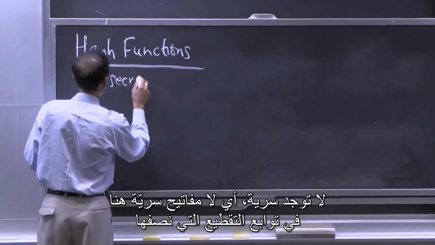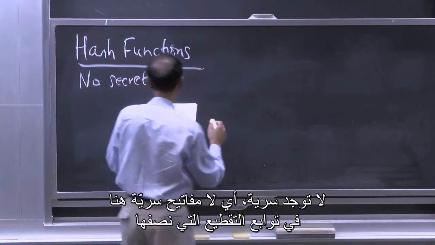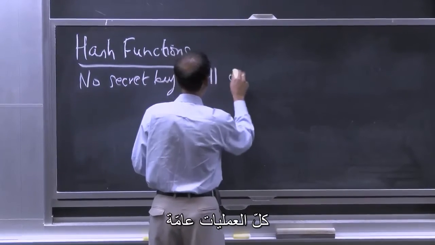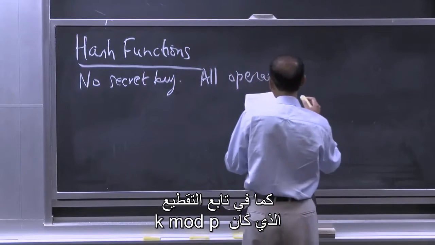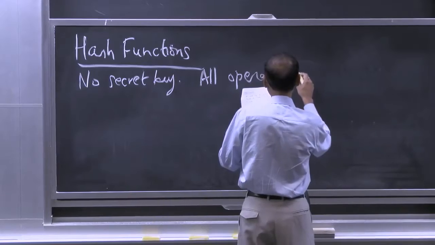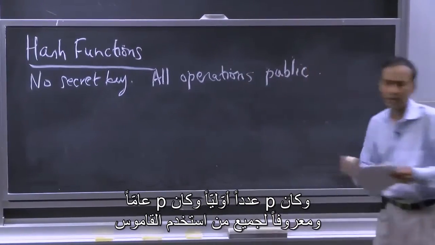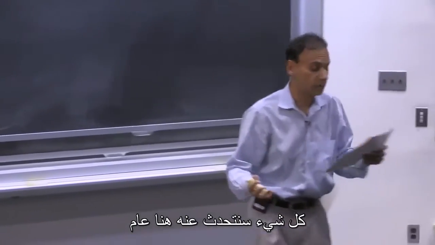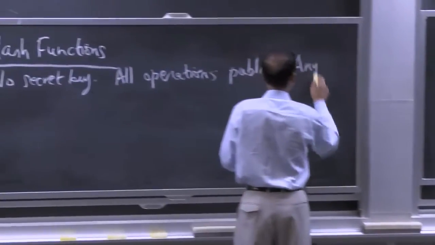There's no secrecy, no secret keys here in the hash functions that we're describing. All operations are public. So just like you had your hash function, which was k mod p, and p was a prime, and p was public and known to everyone who used the dictionary, everything here we're going to be talking about is public. So anyone can compute h.